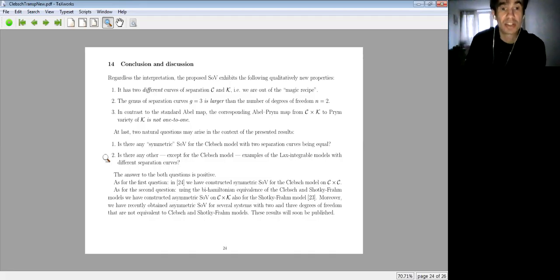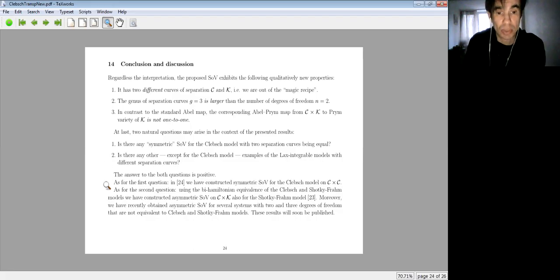Is there any symmetric separation of variables for the Clebsch model with two separation curves being equal? And second, is there any other, except for the Clebsch model, examples of the Lax integrable models with different separation curves? The answer to both questions is positive.